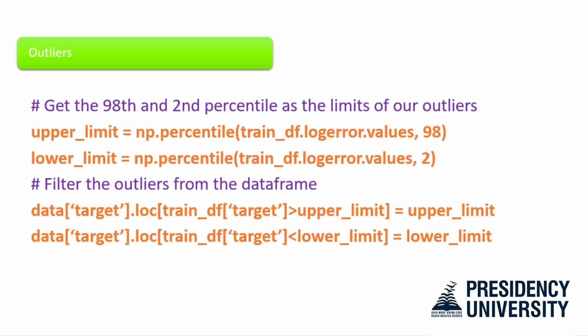Now let us work on outliers. In this case, I'll take the range 2 to 98 as my area of focus, so anything above 98 and anything below 2 is going to be an outlier. I have a function which sets the upper limit to 98 and the lower limit to 2 using the log_error.values function, and I filter anything above or below these limits as an outlier.